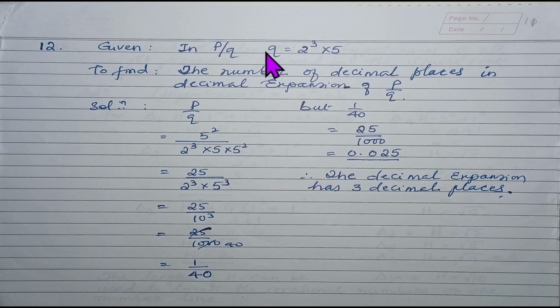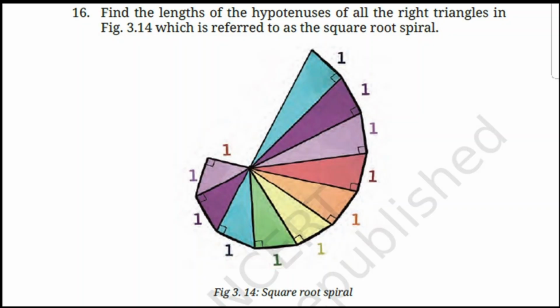Now otherwise also, what is the power of 2 here? 3. Therefore the maximum power is 3, whereas the power of 5 is 1. So if the maximum power is 3, the decimal expansion will have 3 decimal places. That is an easy method of finding out, or you can solve in the manner I have explained to you. So please remember that.